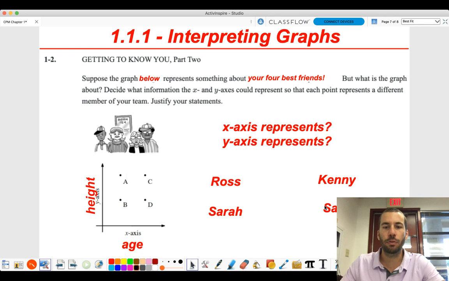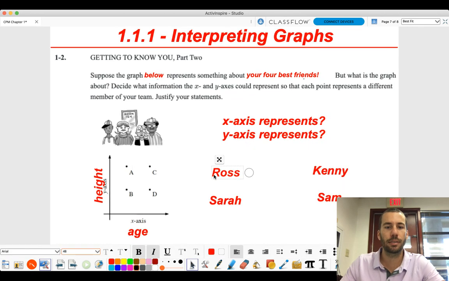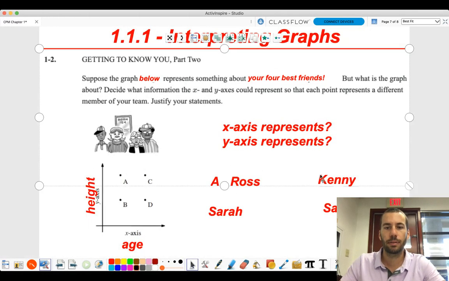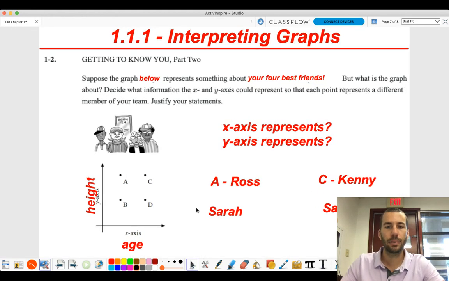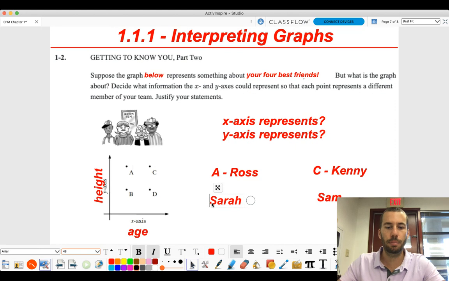So as we move to the right, we get the older people versus the younger people. And as we move up, we get the taller people versus the shorter people. So in this case, Ross would be A. Kenny is going to be C. Sarah is going to be B. And I am going to be D.